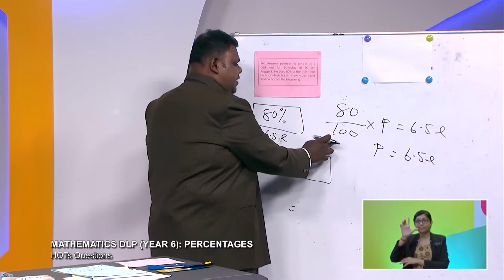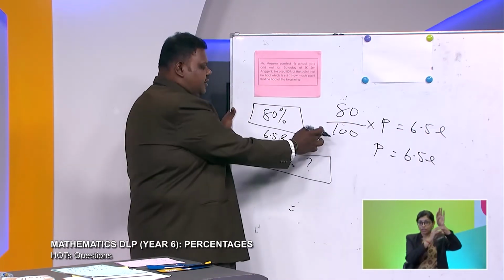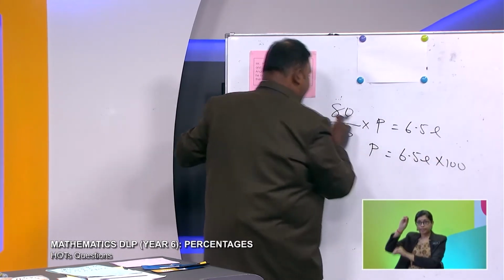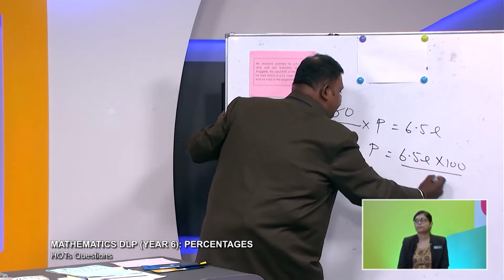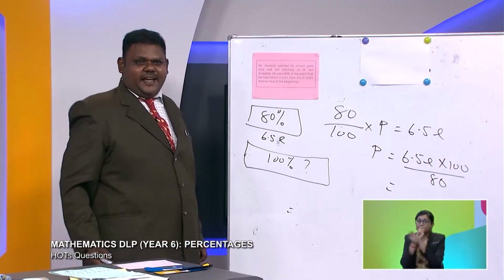Whatever you divide here, when it goes there, it will become multiply. So here you divide with 100, going there, you times with 100. And here you multiply with 80, when it goes there, you divide with 80. So this is how you have to calculate to get the answer.